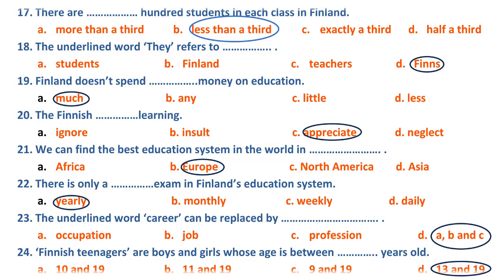21, we can find the best education system in the world in Europe. 22, there is only a yearly exam in Finland's education system, meaning at the end of the year. 23, the underlined word career can be replaced by occupation, job, profession. Of course, all of these words mean job. So A, B, and C. The last one, Finland teenagers are boys and girls whose age is between, of course, 13 and 19 years old.